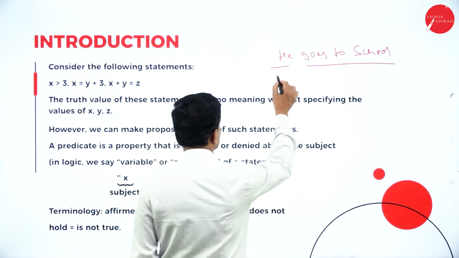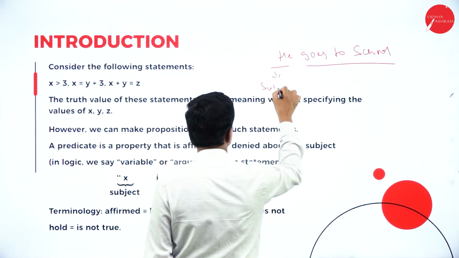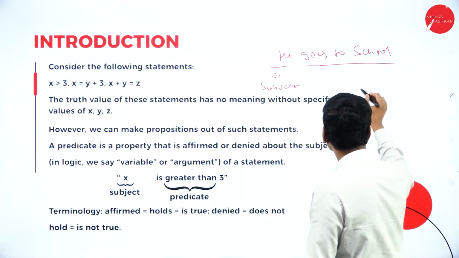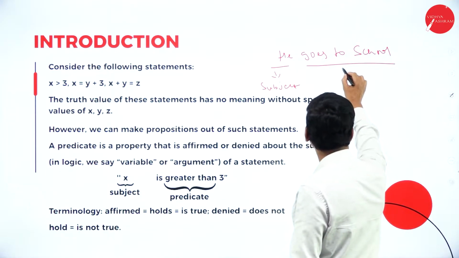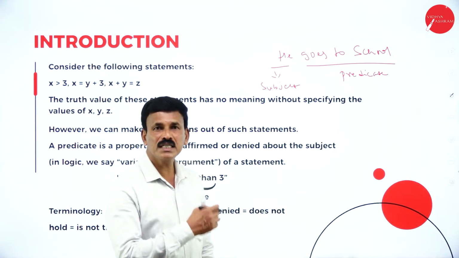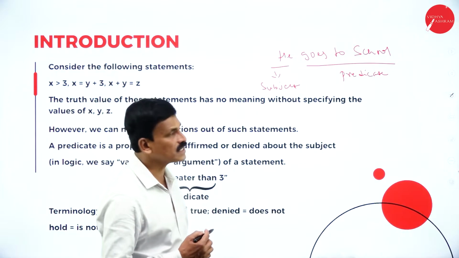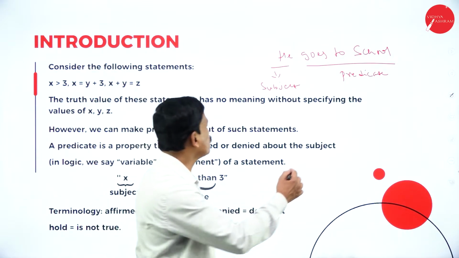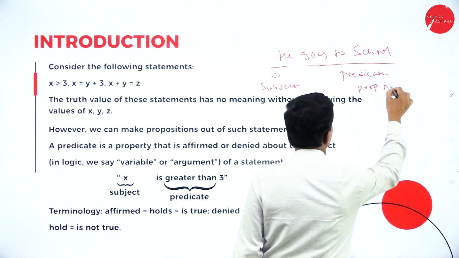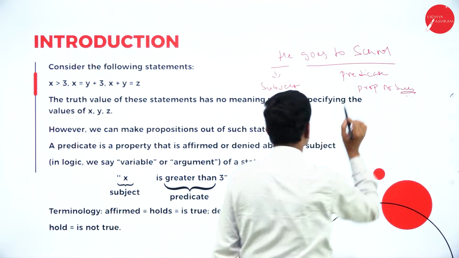Here the first part is called the subject, and the second part is called the predicate. So the first part is the subject and the second part is the predicate. This predicate is the property of the subject. The property of the subject is the predicate here, right?